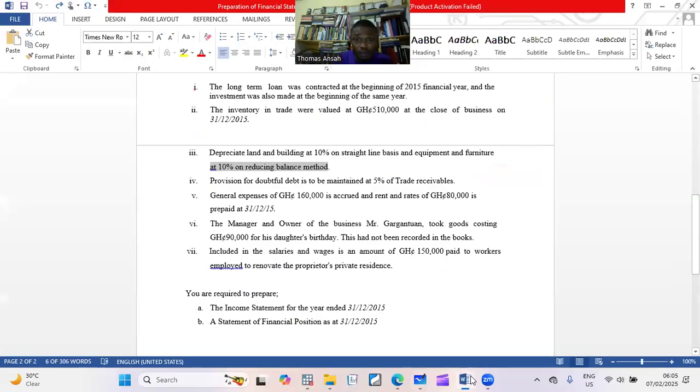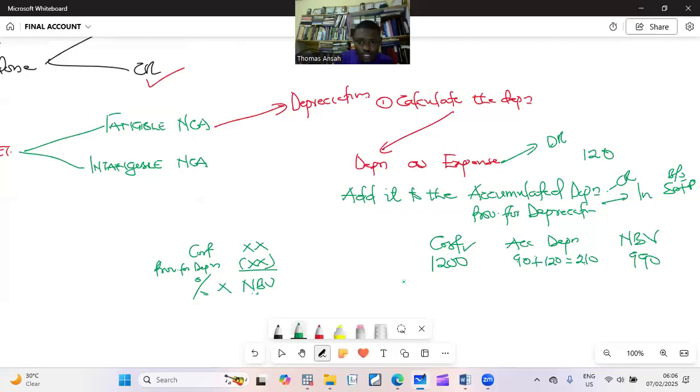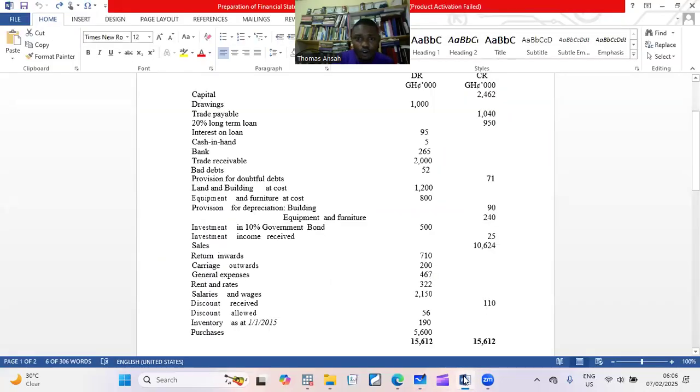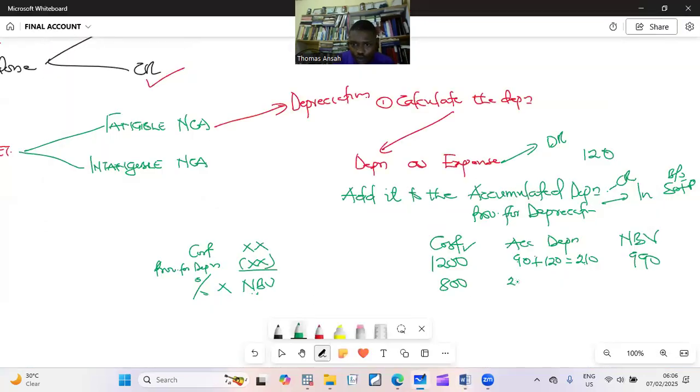What is the furniture and equipment cost? We are here to do the depreciation. So the cost for furniture and equipment is 800. So you see the cost is 800. But how do I find my accumulated depreciation? I need to do my depreciation and add it to the provision for depreciation. Because already in the provision for depreciation for equipment and furniture, it is 240. So already it is 240, plus the one that I'm going to get.